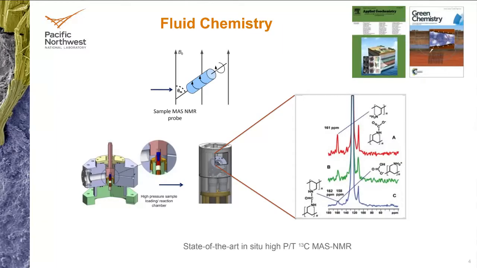So you can see the slide. This is slide number 4. It shows a high pressure, high temperature rotor we designed and developed with EMSO for magic angle spinning NMR. What it does is, when you mix the CO2 with the aqueous solution, it can determine if there are changes in the carbon of the carbon dioxide, as well as changes in the polymer.